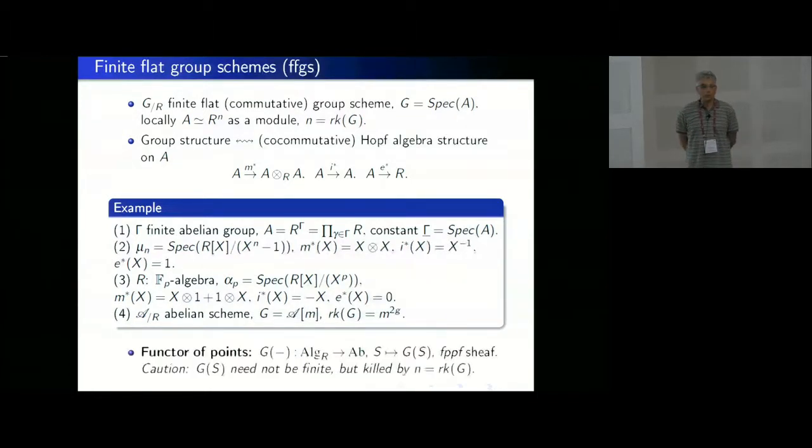And it will be very important for us to adopt the functorial point of view right from the beginning. So a finite flat group scheme leads to a functor from the category of R algebras to abelian groups, which happens to be actually a sheaf for the fppf topology. But we'll not use this topology that much. But it's important because often we will be defining group functors and asking whether they are representable. Sometimes they will be, sometimes they will not be.